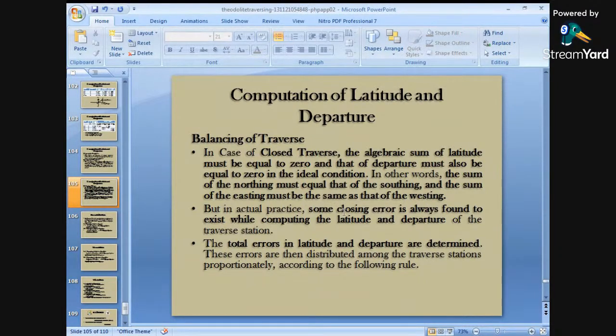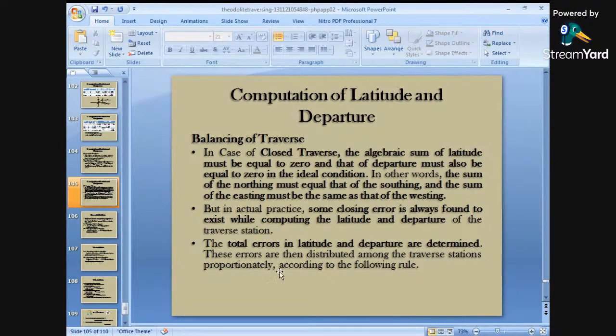But in actual practice, some closing error may always be found while computing the latitude and departure of the traverse station. In a practical example, it won't be possible that your starting point and end point coincide exactly with each other. There will be some error. That is called your closing error. So the total error in latitude and departure is determined, and these errors are then distributed among the traverse stations. Depending upon how many stations there are, the error will be distributed among all the stations.